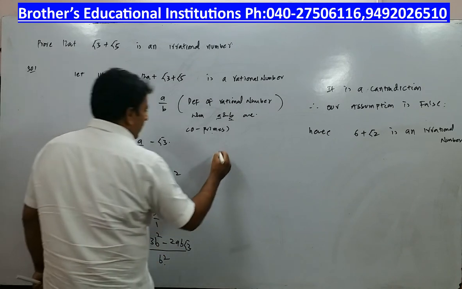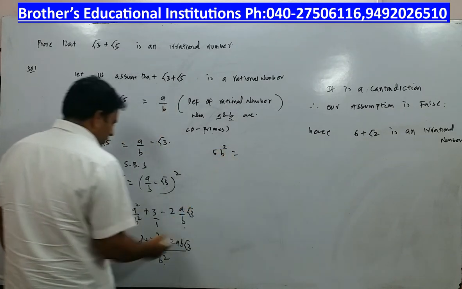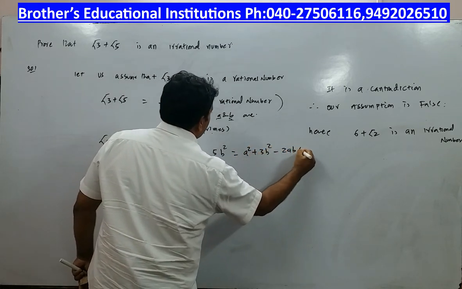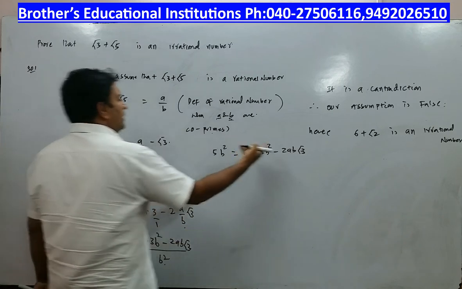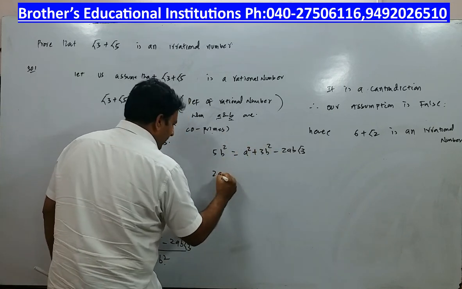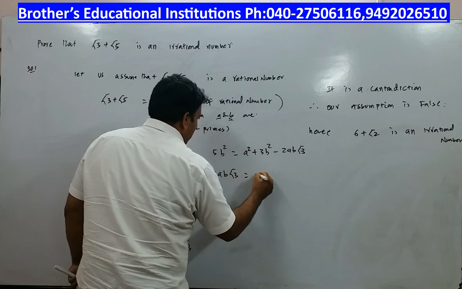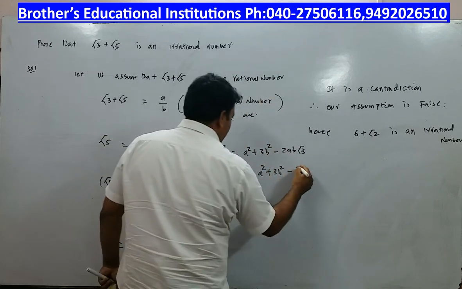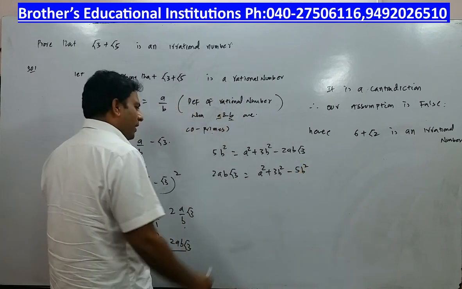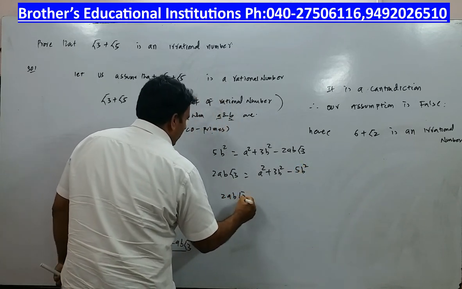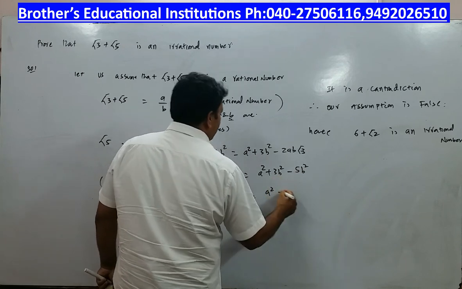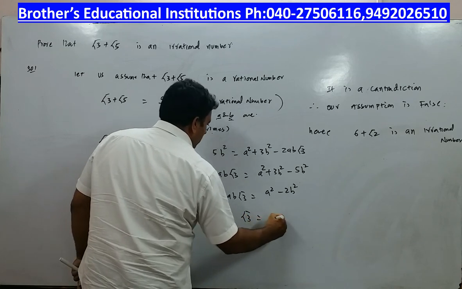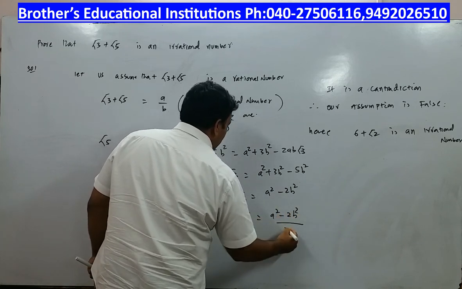Cross multiply. When I cross multiply, 5b square is equal to a square plus 3b square minus 2ab root 3. This minus 2ab root 3, you bring it to the left hand side. It will become plus 2ab root 3. Now you write a square plus 3b square minus this 5b square will go to the other side. I will write this as minus 5b square. So I will get 2ab root 3 is equal to a square plus 3b square minus 5b square, which is minus 2b square. Now I will write root 3 is equal to a square minus 2b square by 2ab.